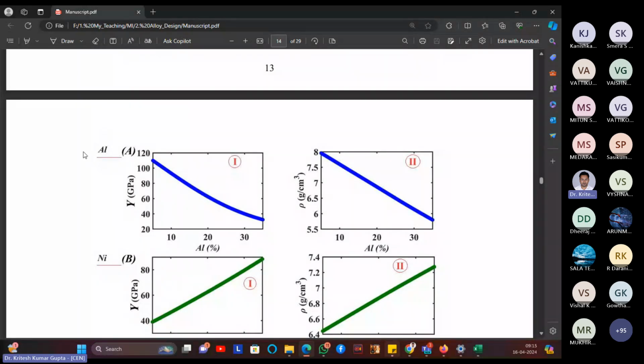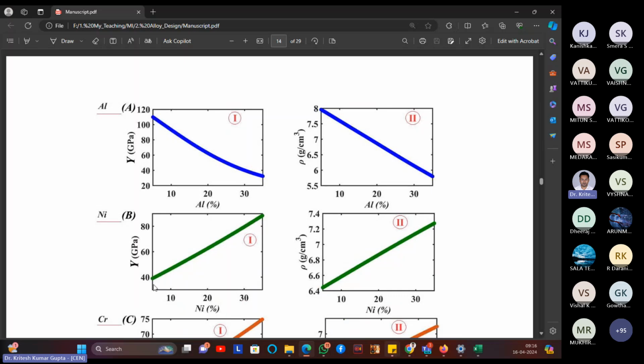So when aluminium is varying between 5 to 35%, what is happening to the Young's modulus? This is what we are getting from 10,000 samples, where I am just varying aluminium and the rest are equiatomic. What is happening to the Young's modulus? It is decreasing. What is happening to the density? It is decreasing, right? Whereas with the variation in nickel, we are seeing an increase in the Young's modulus and an increase in the density.